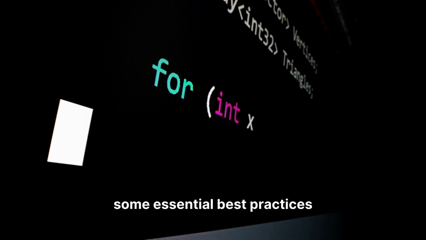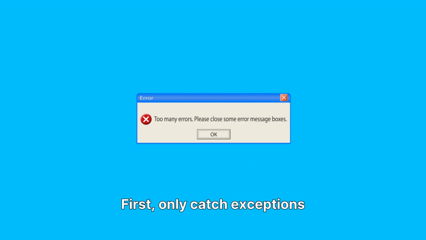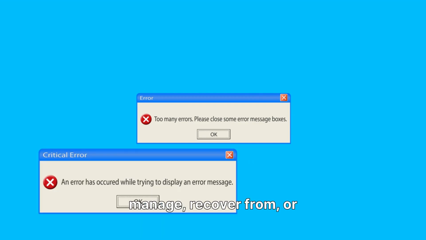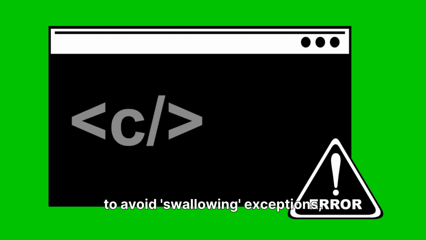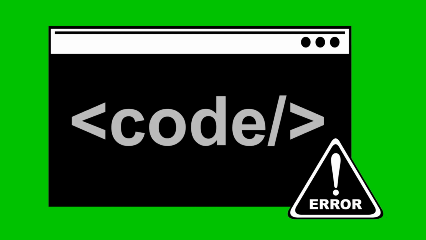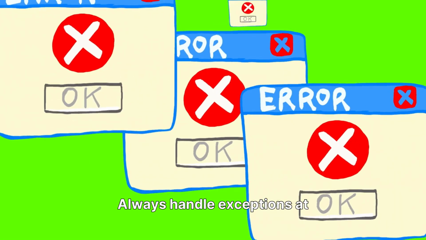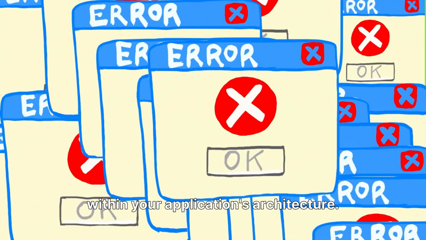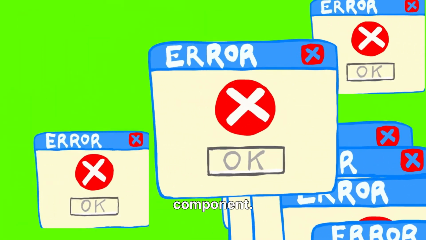Now, let's delve into some essential best practices for effective exception handling in C#. First, only catch exceptions that you can genuinely manage, recover from, or at least log meaningfully. Avoid catching errors you can't handle. A critical rule is to avoid swallowing exceptions, which means catching them without any meaningful action or logging. This hides problems and makes debugging extremely difficult. Always handle exceptions at the appropriate abstraction level within your application's architecture. Don't catch low-level errors at a high-level UI component.